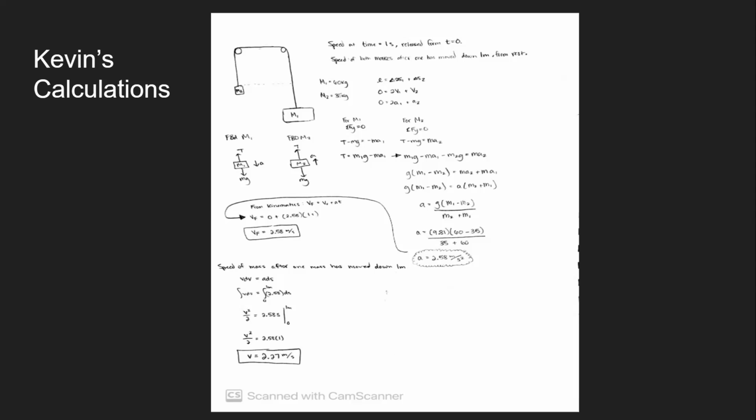And with the acceleration, I was able to plug it into the first kinematic equation, velocity final equals velocity initial plus acceleration times time. So we are looking for the final velocity. We know the acceleration and the time and the initial velocity. So that's how we got the final velocity of 2.58 meters per second.